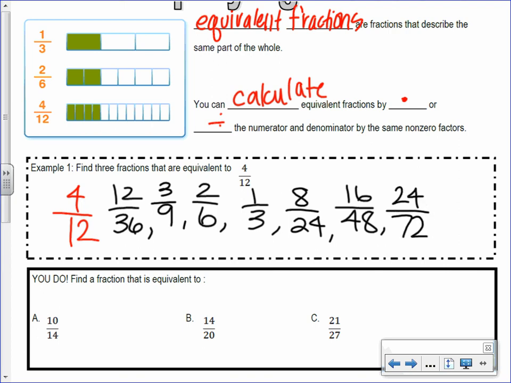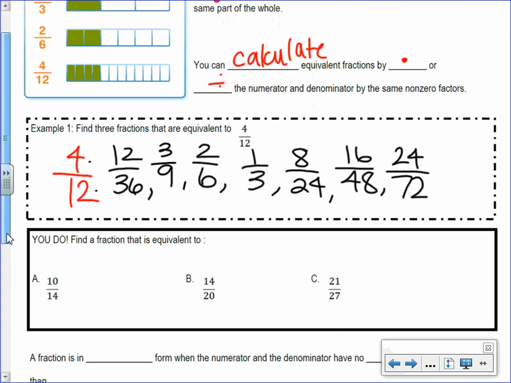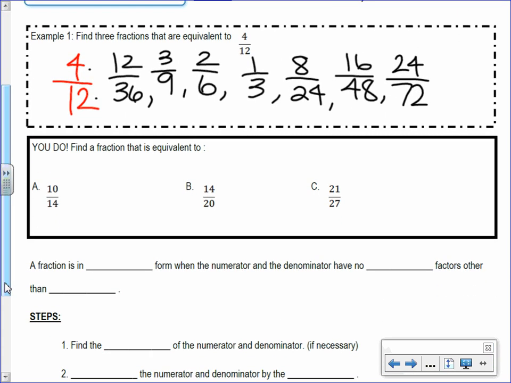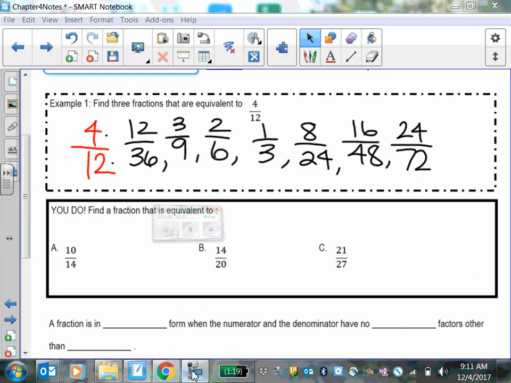Very good. Any questions on how you do that? Is anyone confused? All you're doing is multiplying or dividing the top and the bottom by the same. The numerator and the denominator. Everybody good? All right. So find a fraction that is equivalent to 10/14, 14/20, and 21/27. Do that quickly. Just find one for each.